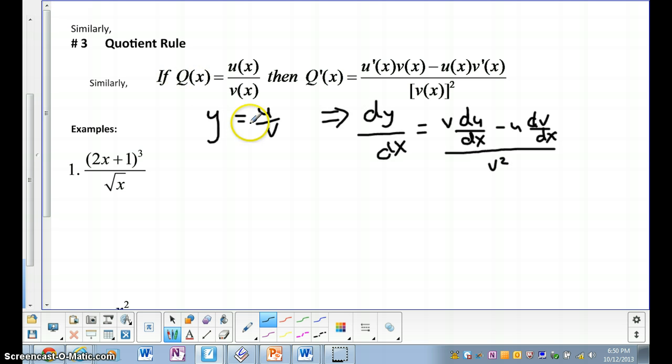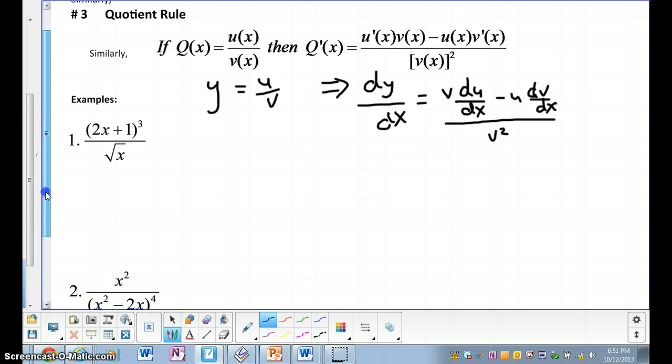Okay, on your formula sheet it is written this way, so I want you to be familiar with that. You'll be using this formula sheet all year and then on the IB exam. And you can see it's written very similar. We have our y equals u divided by v, and our derivative of y with respect to x would be v times my derivative of u with respect to x minus u times the derivative of v with respect to x, all over v squared.